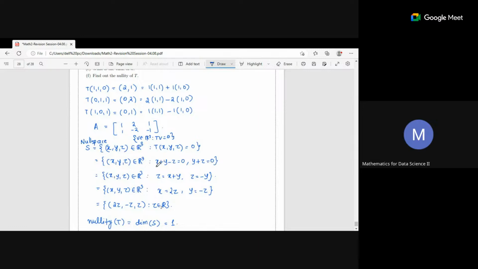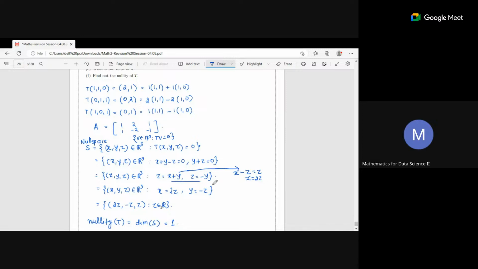From this, you get that z is equal to x plus y and z is equal to minus y. Now, z is equal to minus y, so when I substitute it here, you get x is equal to 2z. Because I'm writing y as minus z, x minus z is equal to z. So x is equal to 2z. Is that fine? These two together give this.